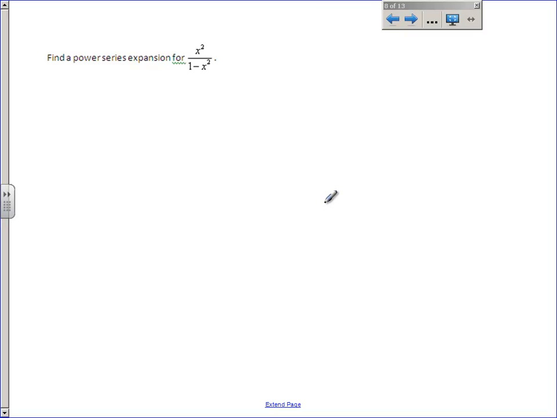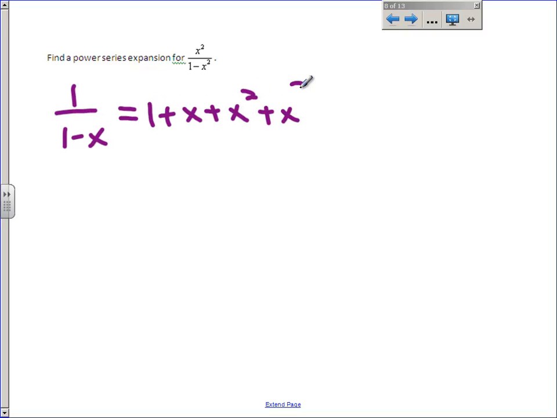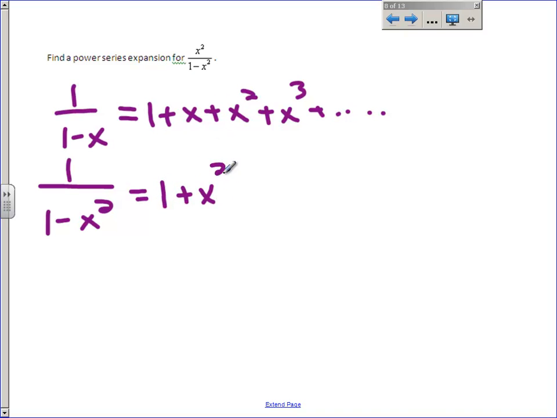All right, so let's find a power series expansion for x squared over 1 minus x squared. Well, this one looks like our geometric series. We know 1 over 1 minus x is 1 plus x plus x squared plus x cubed plus dot dot dot. So what would 1 over 1 minus x squared be? Well, that would be fairly simple. Replace all of these x's with x squareds. That would be 1 plus x squared plus x squared squared, which would be x to the 4th, plus x to the 6th, plus dot dot dot. Let's even look at this, what my general term here is x to the n. This general term would be what?